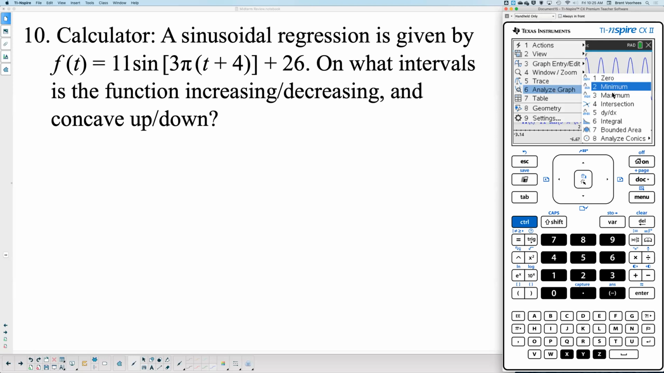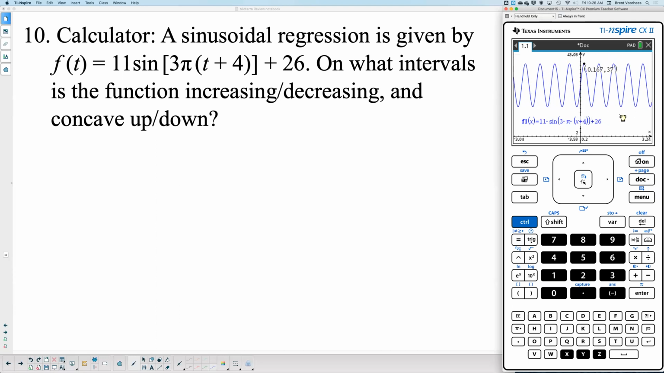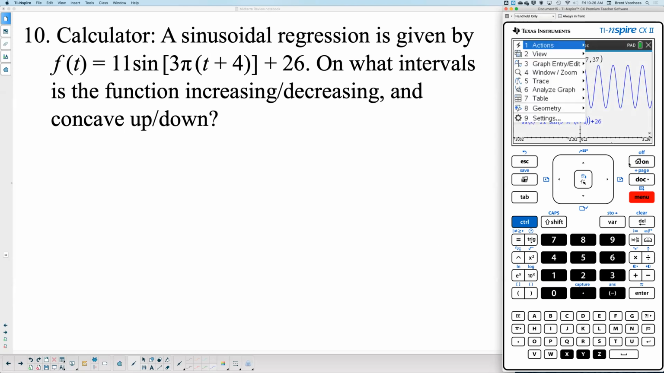Menu analyze. I'm doing menu analyzing. I'm just walking through things you need to know how to do on the test. Just a reminder, if I wanted to find a maximum, I would do menu analyze, click maximum. I'm going to find 2 maximums. Menu analyze. I'm going to find another maximum.